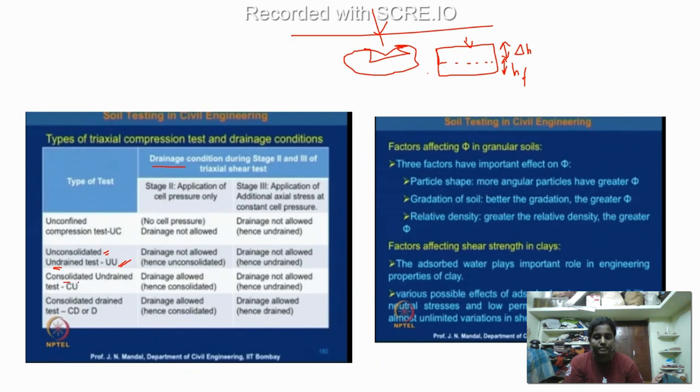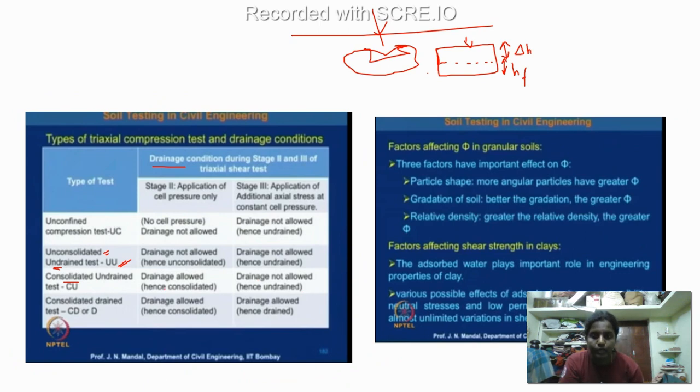In your first stage, during applying cell pressure, the pressure in and around we call the cell pressure. Imagine it's like a water press, just compressing the sample all around. When the water is compressing it, if you are allowing drainage, the soil will consolidate. Then when you do the loading from the top, the cell pressure is also there, and additionally you are applying loading.